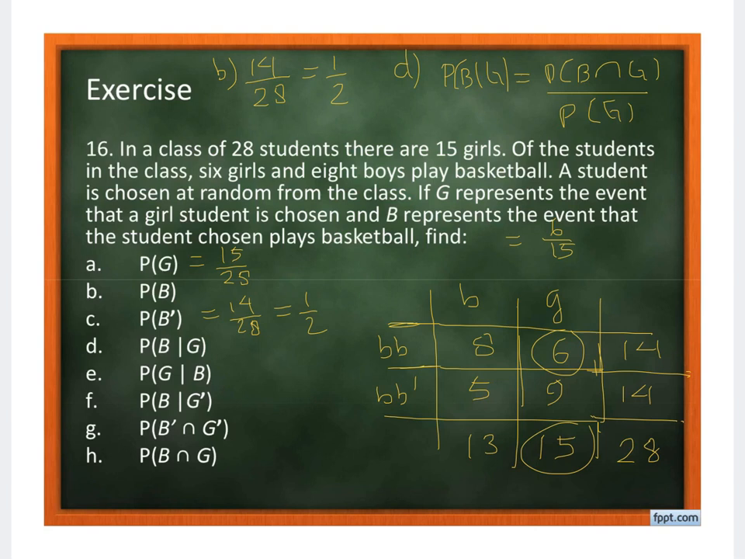Okay, I will make it smaller. G is 15 over 28. B is 1/2. And C is also 1/2. D equals 6 over 15.